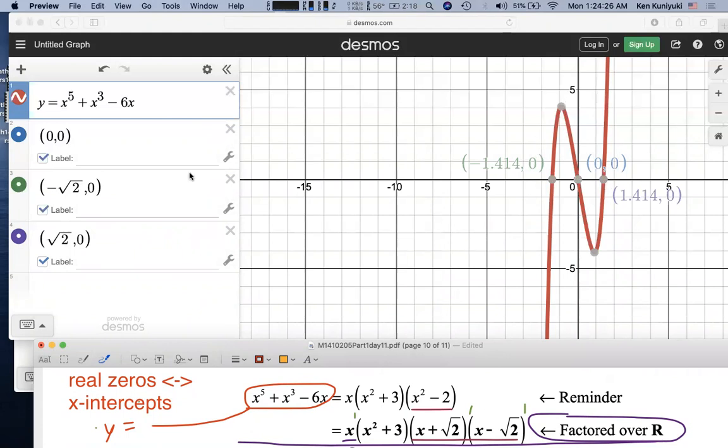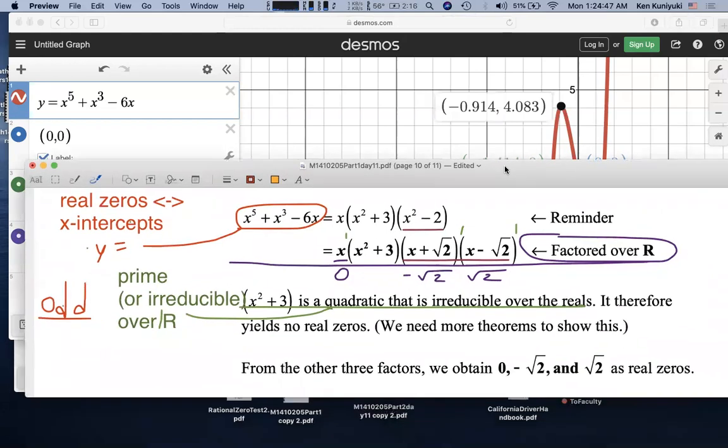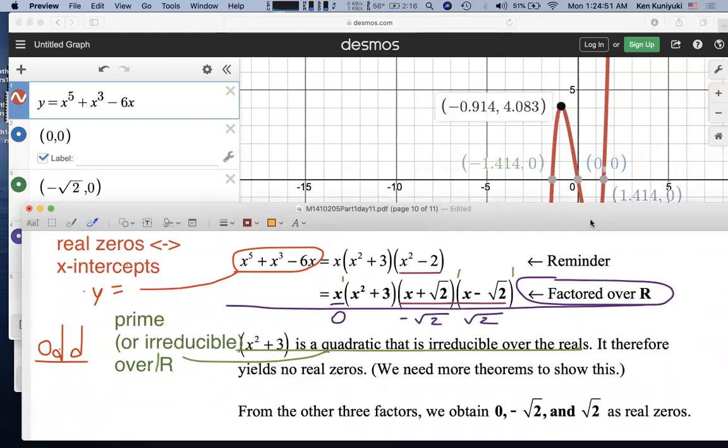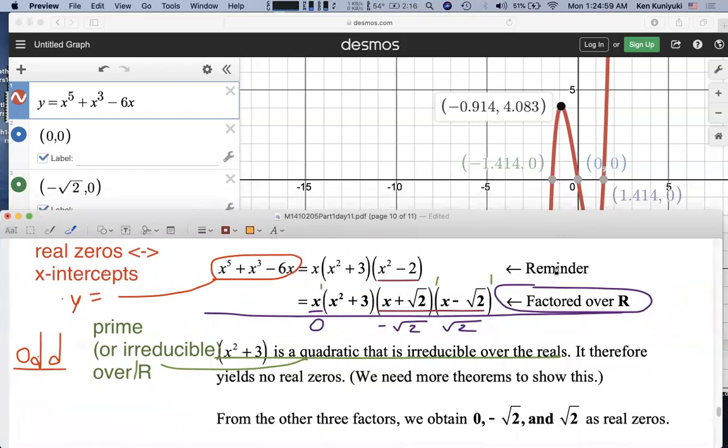Now, what are a couple of points that we cannot locate just yet? We're going to need calculus. Well, we're going to need calculus for the local max point over here and the local min point over here, the turning points. In calculus, you're going to set the derivative equal to 0, solve for x, and that will help you find the turning points here. All right, so just from the factorization over the reals, we can basically graph this thing very well. Next, we're going to talk about the factorization over C, the set of complex numbers, and some patterns.